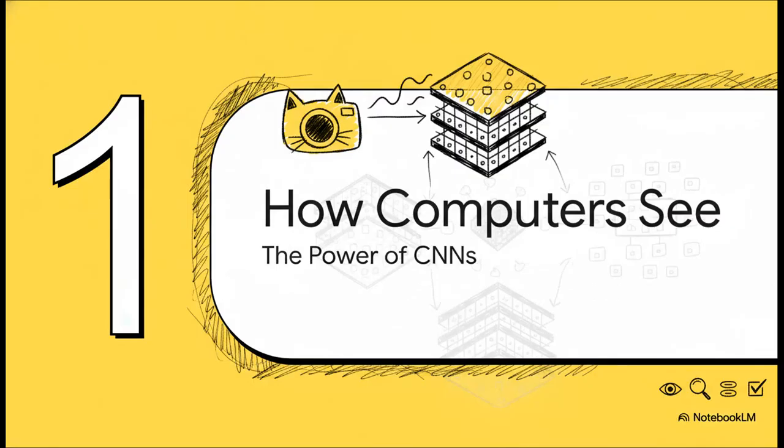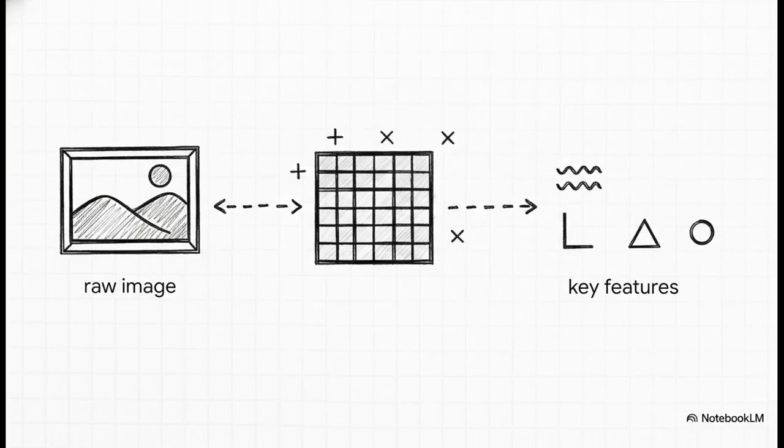So all this magic happens inside something called a convolutional neural network, or CNN for short. You gotta think of these as the absolute powerhouses of computer vision. Their entire job is to take an image and just systematically break it down to find the most important features inside.